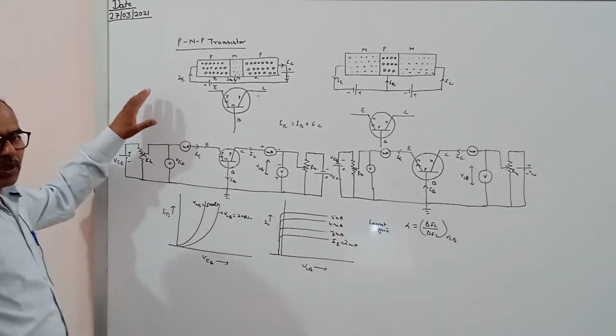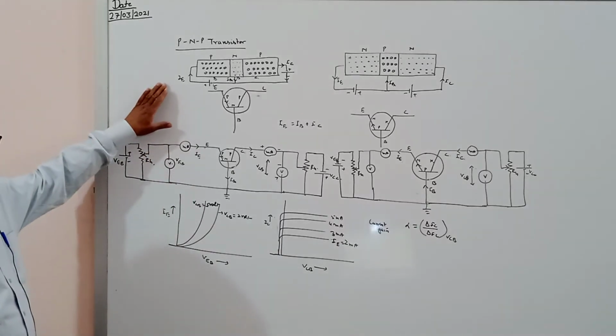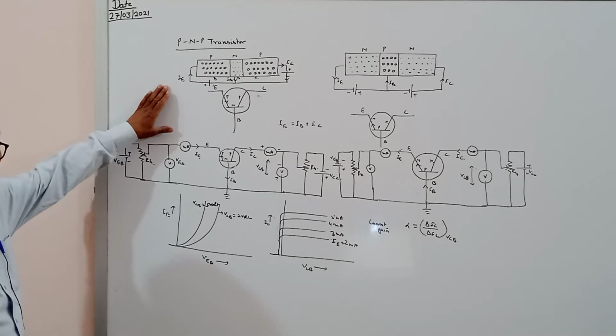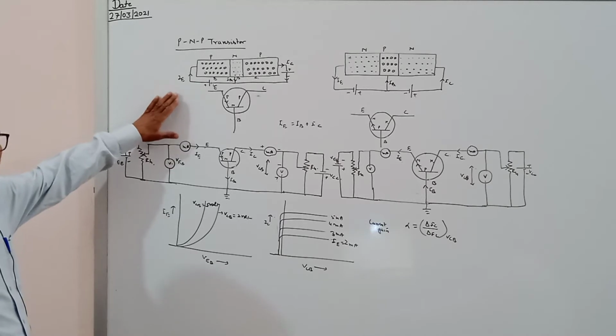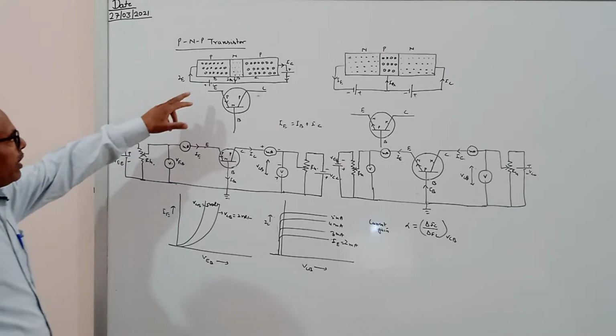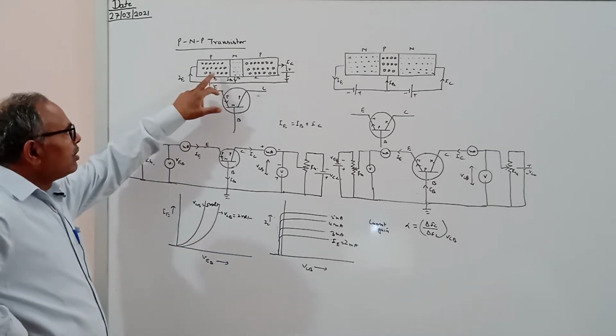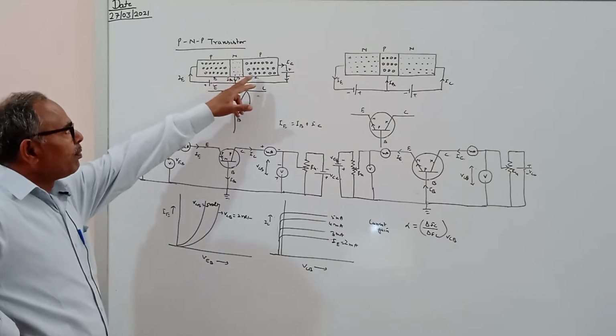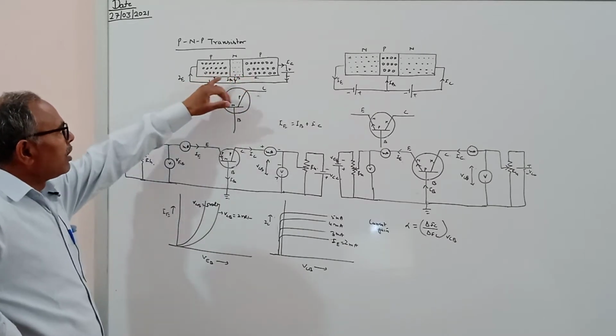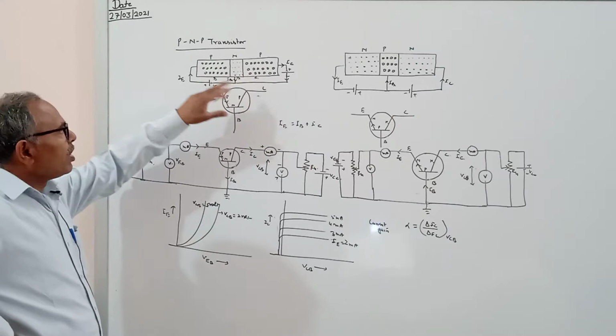Let's discuss the PNP transistor. A PNP transistor is a bipolar junction transistor. In this case, the majority as well as minority carriers play significant roles in the current. So we will take a P-type, N-type, and P-type semiconductor doped transistor.